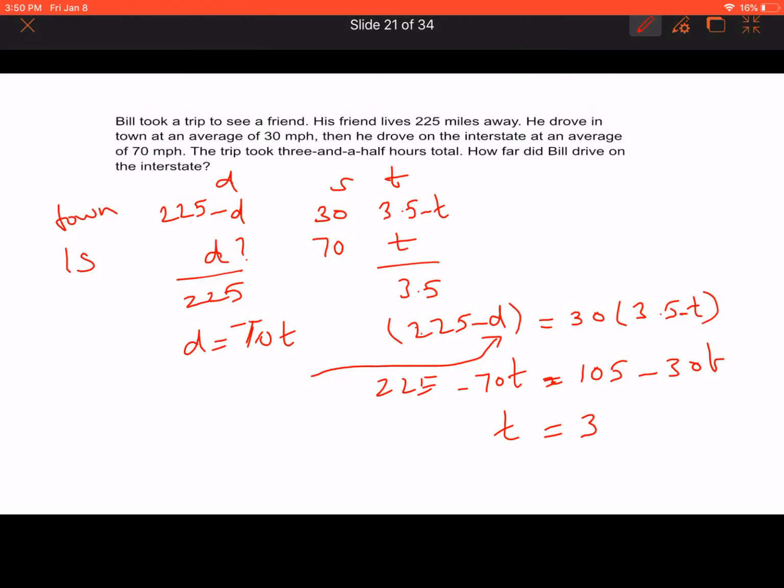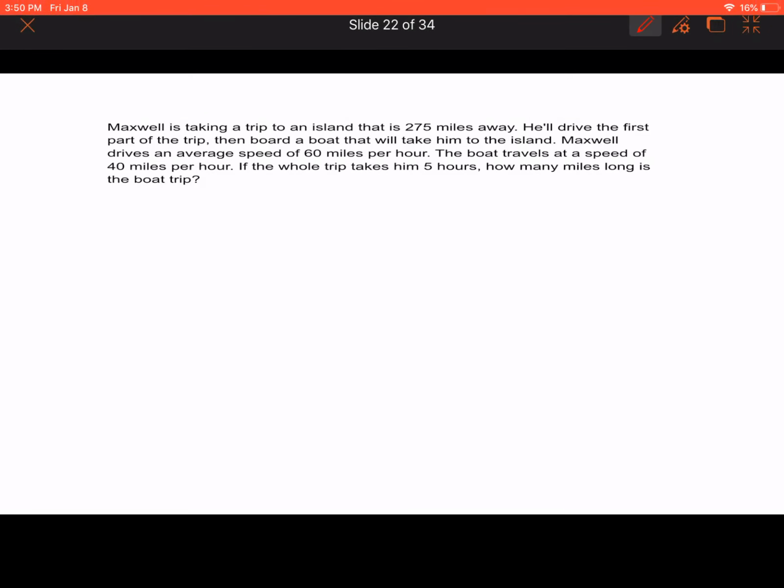Okay, what we need to find is the distance traveled on the interstate. So distance is equal to 70 times T, which is 70 times 3, which is 210 miles. From the given values we have to try to find the needed quantities. Okay, so we have the last problem, which is of the same variety, so that we can understand it better.